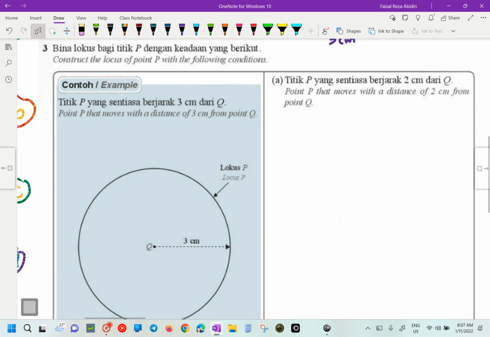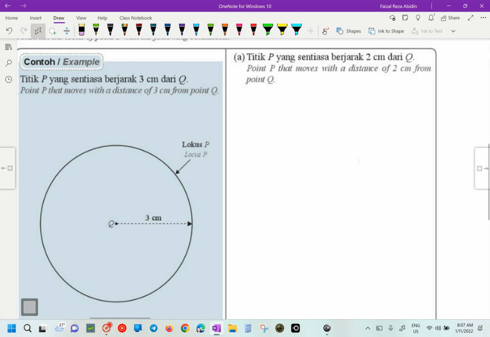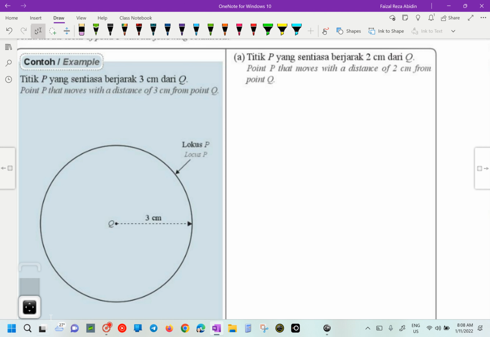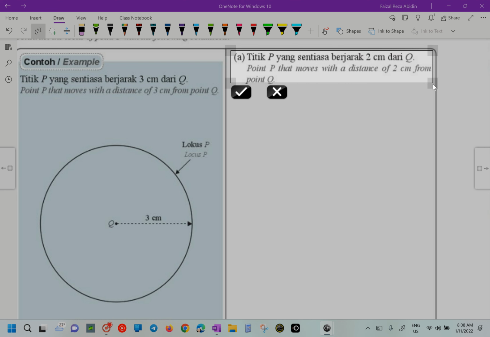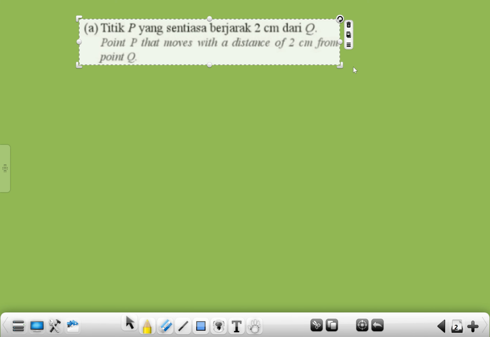Okay, so we are going to look at number 3 over here. Construct the locus of point P with the following condition. Okay, we have an example: there is a point Q. The question says point P moves with a distance of 2 cm from point Q. One point. I will bring this into our Clever Maths. Now I'm going to construct.